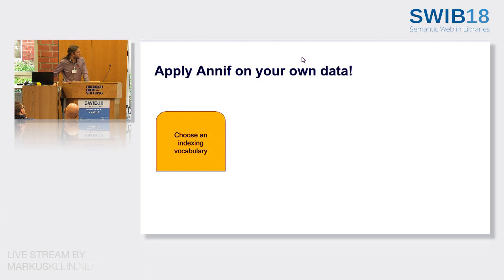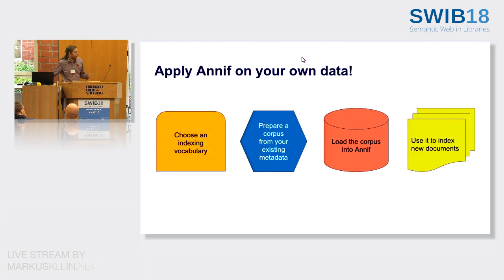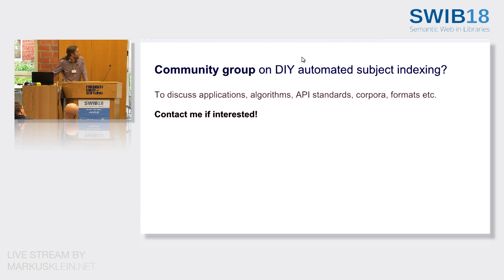You can apply it on your own data. So the idea is that you just choose the vocabulary that's important to you, and then prepare a corpus from existing metadata. Then you load the corpus or train the model using the corpus and the vocabulary, and then you can start using it to index new documents.